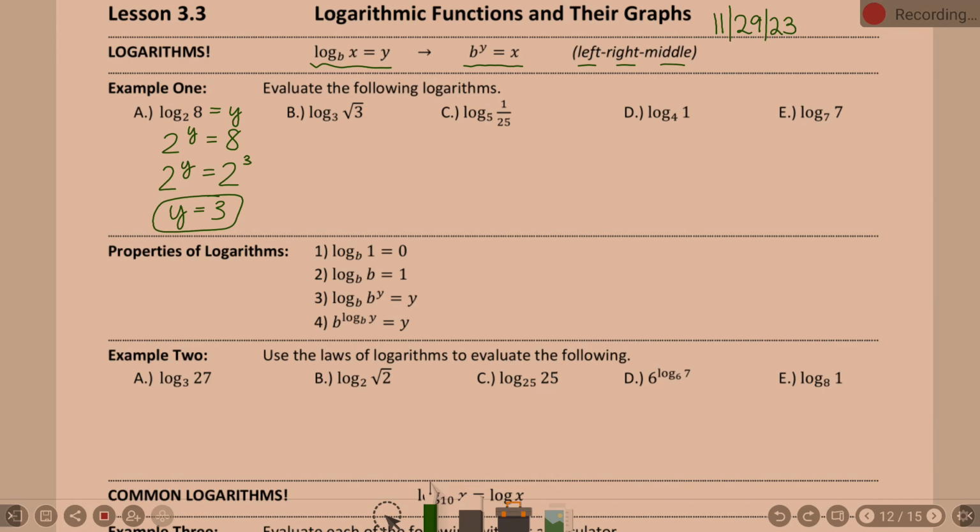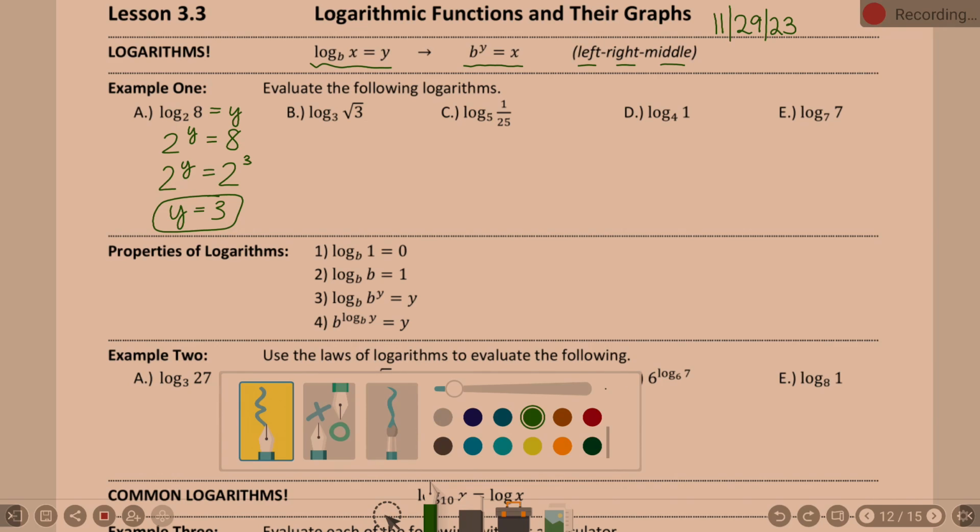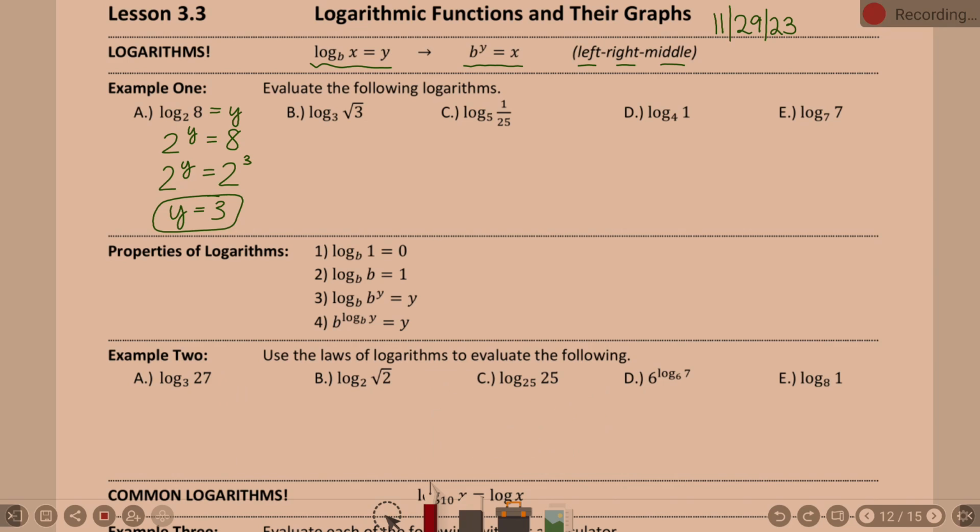This is one way to evaluate these logs. Once we talk about properties, we'll talk about some other ways to do this. But this is one option. So let's keep practicing some others. Log base 3 of the square root of 3. I'm going to suggest we make this log equal to y. 3 to the y is equal to the square root of 3.